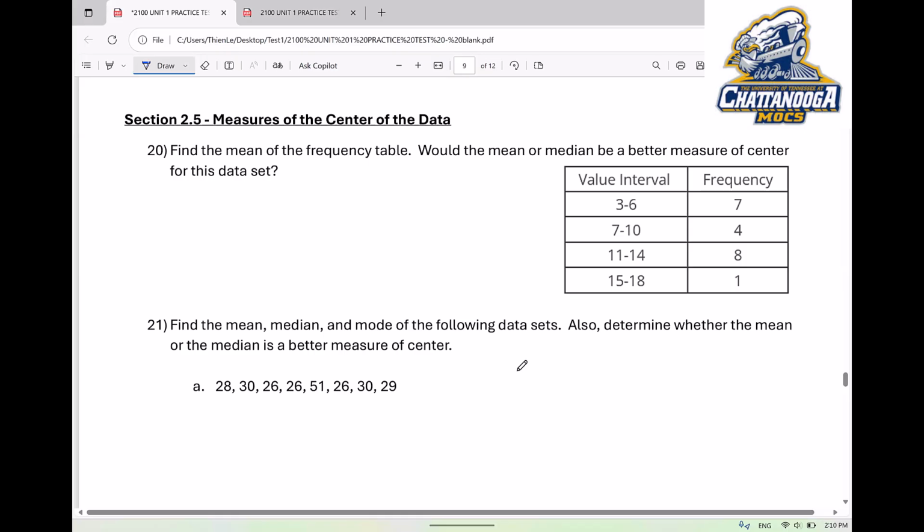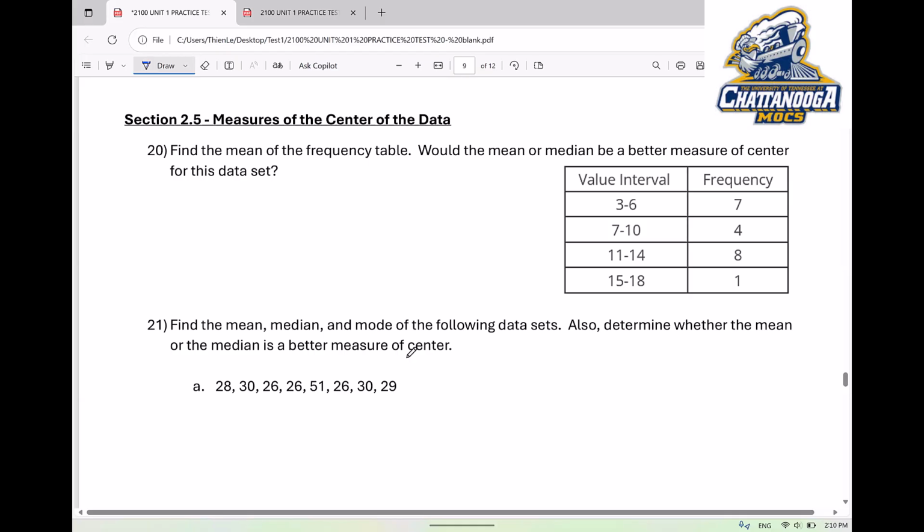Find the mean, median, and mode of the following data sets. Also determine whether the mean or median is a better measure of the center. So let's see. Mean, median, mode, right? The mean is just the average. The median is the Q2, and the mode is the one that appears the most, right?